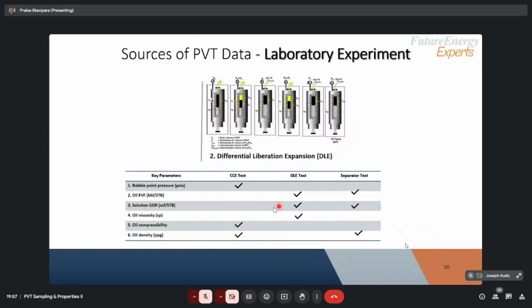Then the next experiment will be the differential liberation expansion test. And how does this work? It works similar to the whole dropping in pressure level, but with its own unique characteristics.